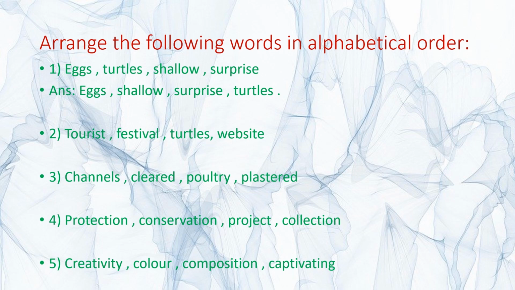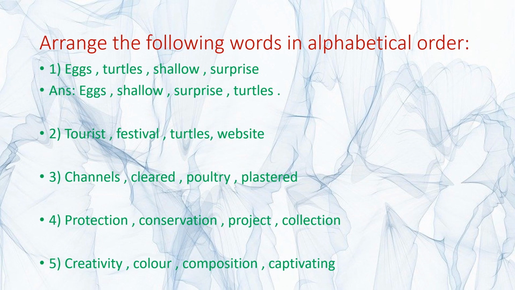After that, it is S. S-H-A. So that will be the next word, shallow. Then we come to surprise, S-U-R-P-R-I-S-E. Surprise. And the fourth word is turtle. So E-S-S-T as per the alphabetical order. So here also, students, options will be given. 2 options will be wrong and 1 option will be correct. So you have to tick on that.